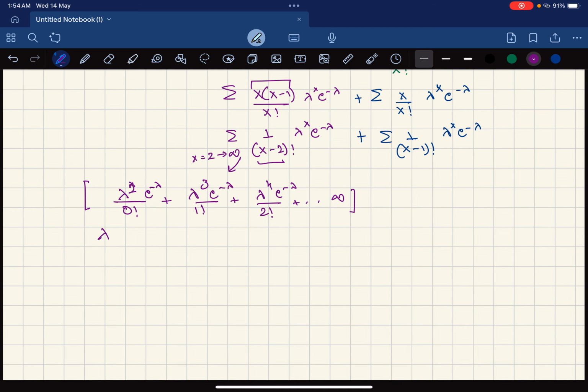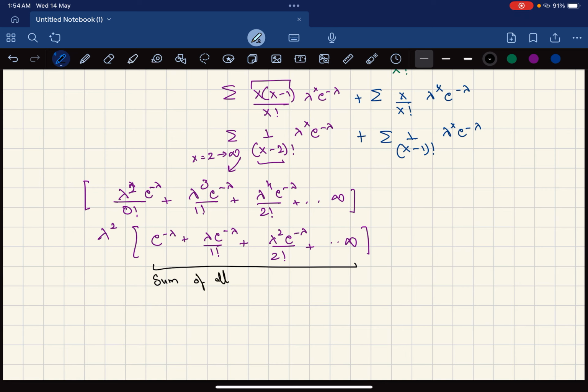Now if we bring out lambda square here, we are left with e to the power minus lambda plus lambda e to the power minus lambda upon 1 factorial plus lambda square e to the power minus lambda upon 2 factorial, and so on till infinity. Now the interesting thing here is this particular function inside the bracket, this is nothing but sum of all probabilities for Poisson distribution with parameter lambda.